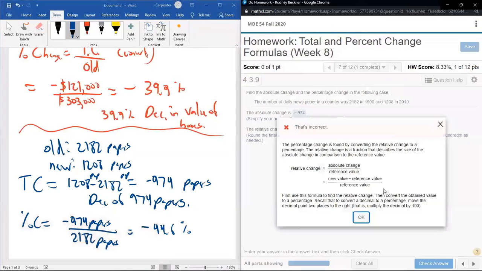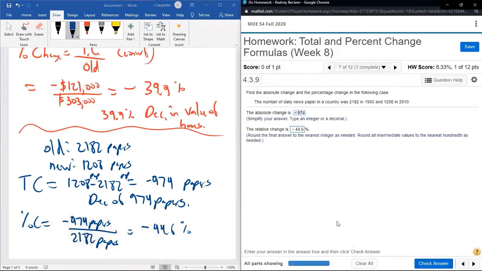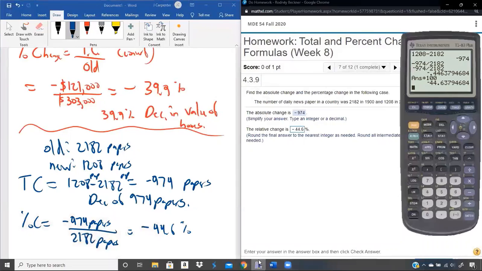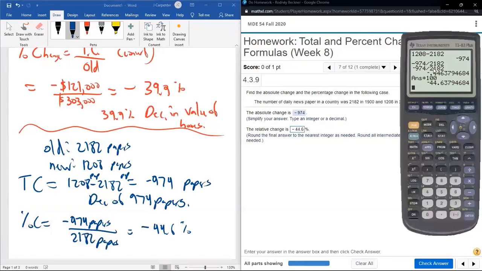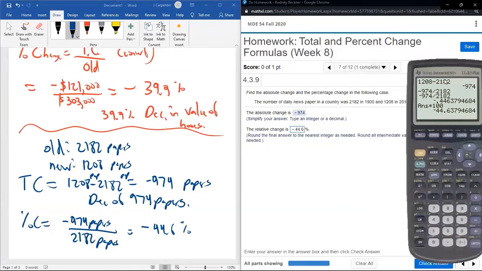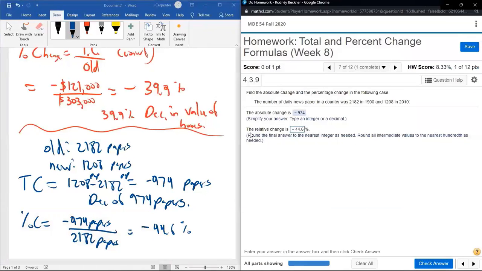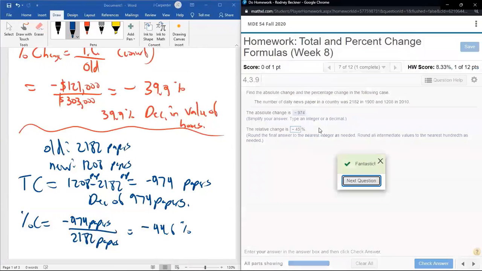Drum roll. What did we do wrong? Did I type a number wrong? Negative 974 divided by 2182. I see what I did wrong. I didn't read the instructions, did I? I got used to everything else telling us to round to the nearest tenth, and they tell us to round to the nearest integer. So this should not be negative 44.6. This should be negative 45. Drum roll. There we go. See, the devil is in the details.